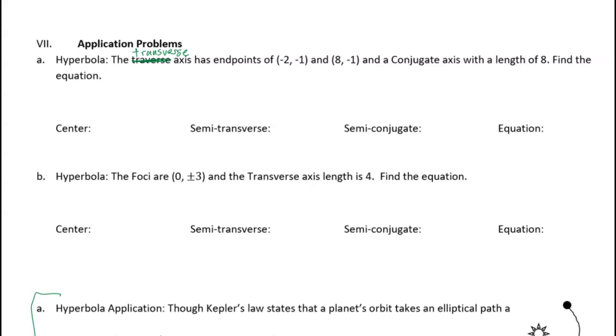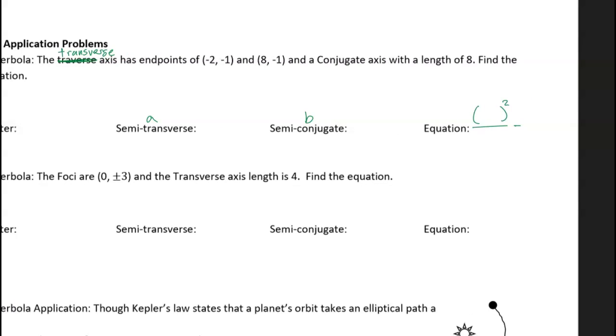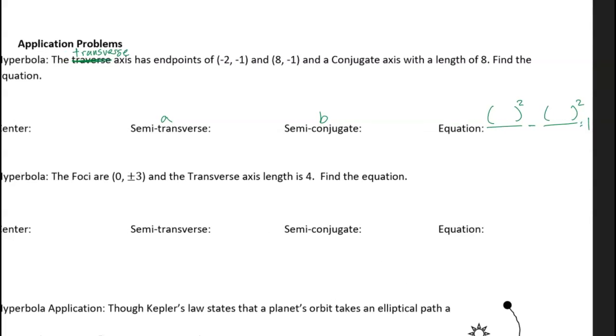Find the equation. Now, every ellipse and hyperbola has 3 major components: the center, the semi-transverse, which remember is our a value, and the semi-conjugate, which is our b value. Because we always have an x or y term over the a term squared minus x or y term squared over the b term squared equal to 1. So we need to figure out these values.